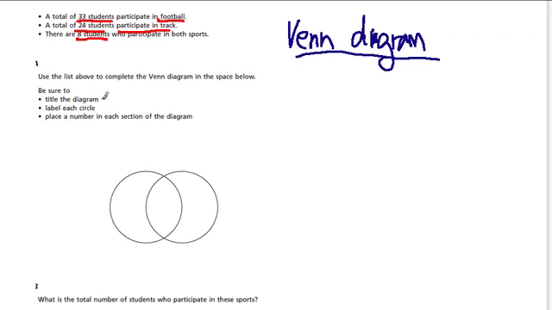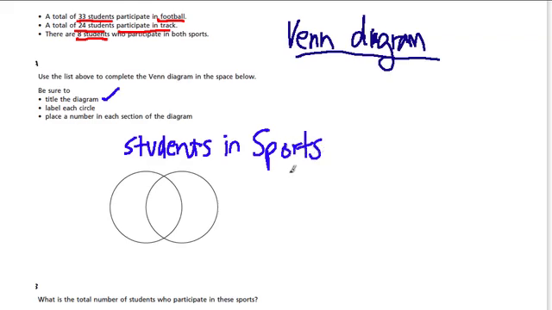Be sure to title the diagram, so let's do that first. And this is students in sports. We can just keep it short and simple. As long as we include the title, we'll be okay. Label each circle. So let's make this circle right here the group that plays football. It's our football circle. And then let's make this circle right here the group that runs track, so the people that are in track. Okay, so we labeled each circle.